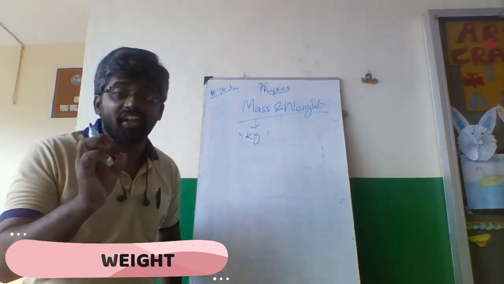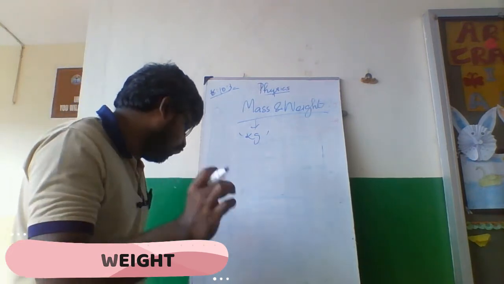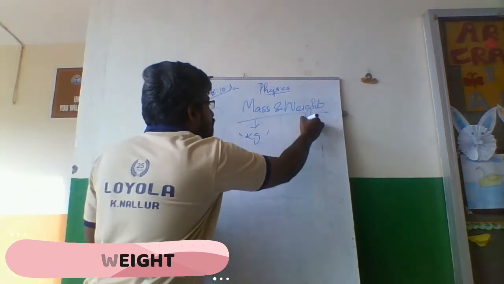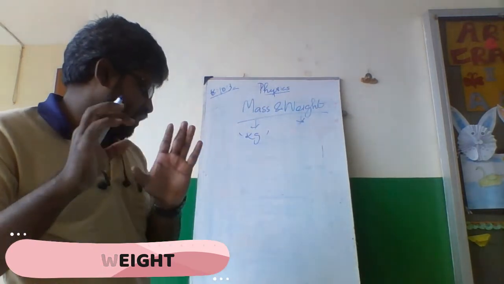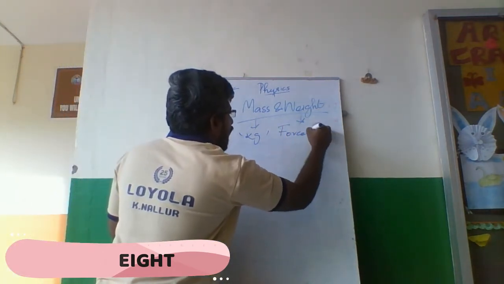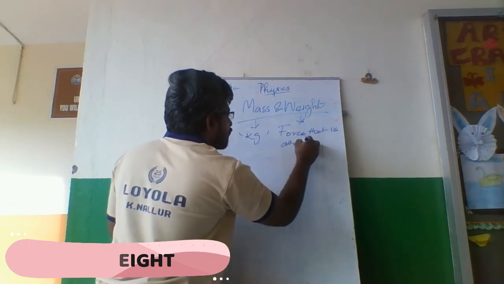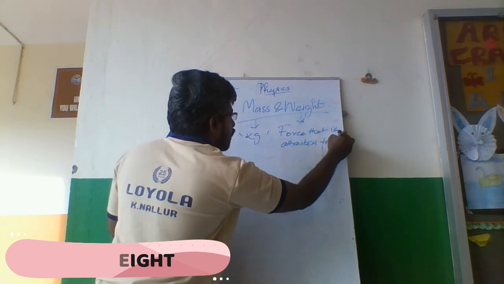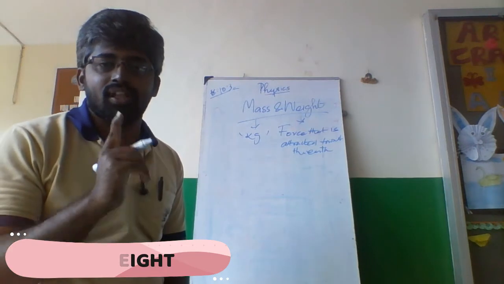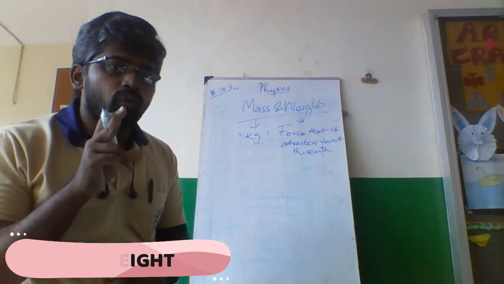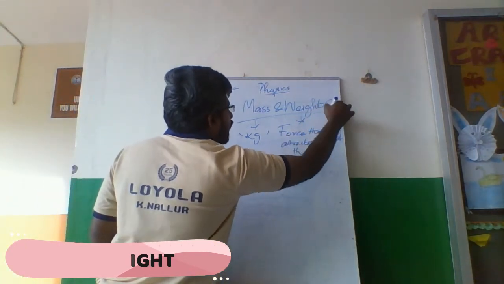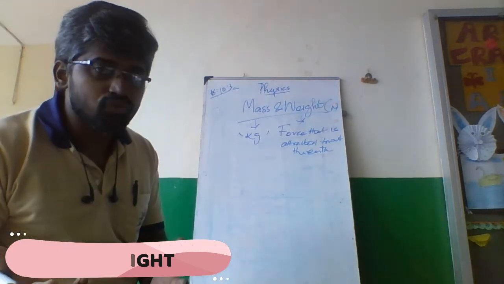Now, what is weight? Weight is the force with which an object is attracted towards the earth. Weight is the force that is attracted. So you know what force is. What is the unit of force? The unit of force is Newton. Okay. You already know what force means.